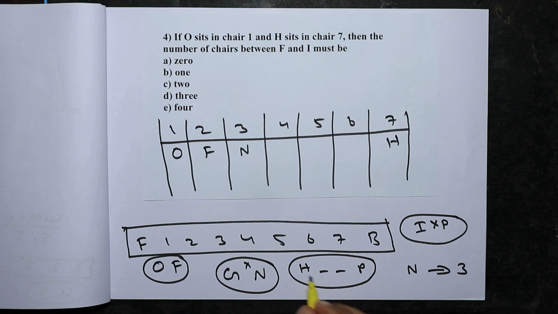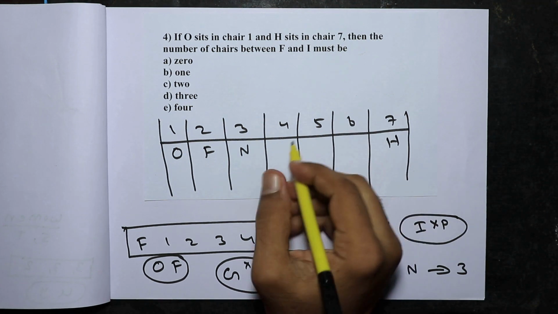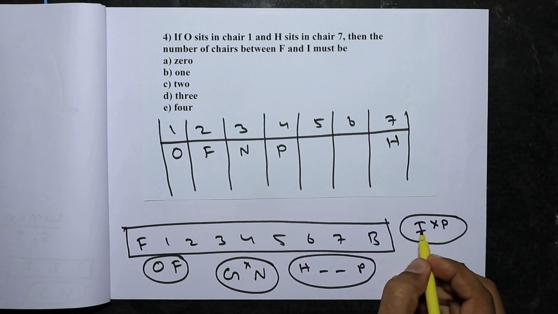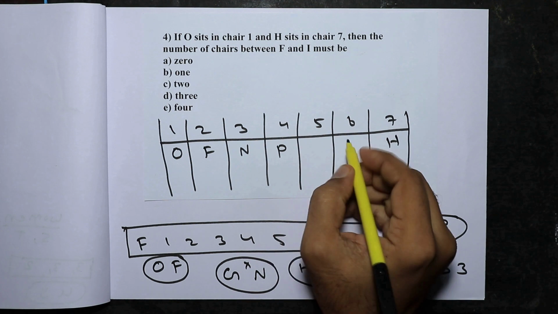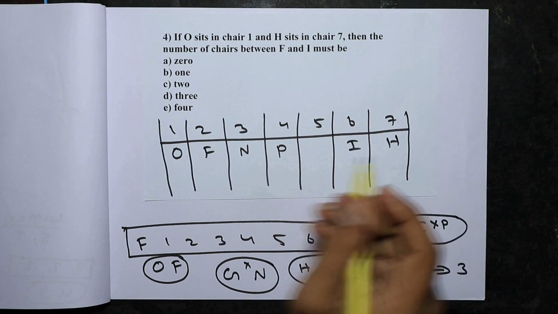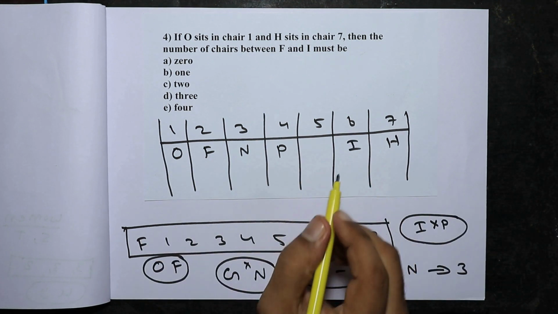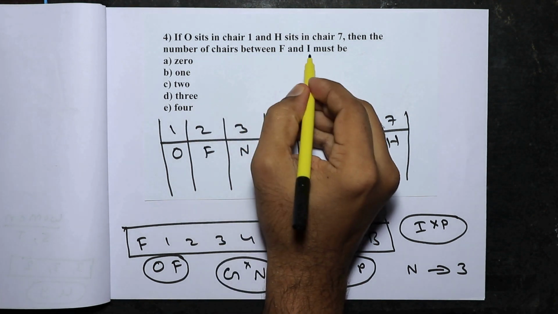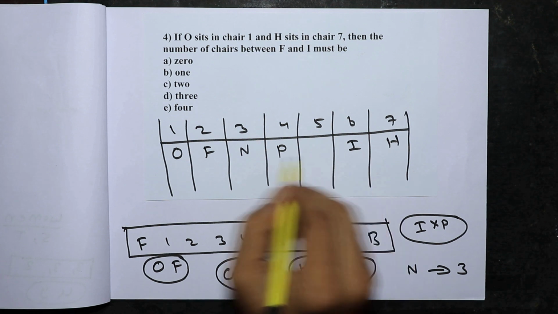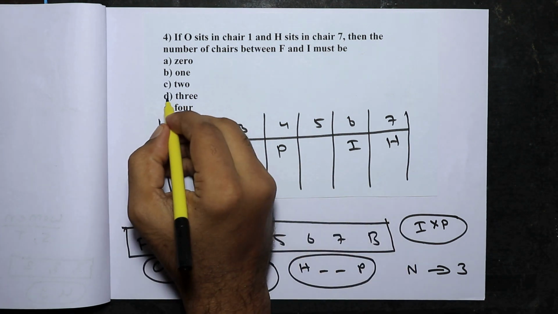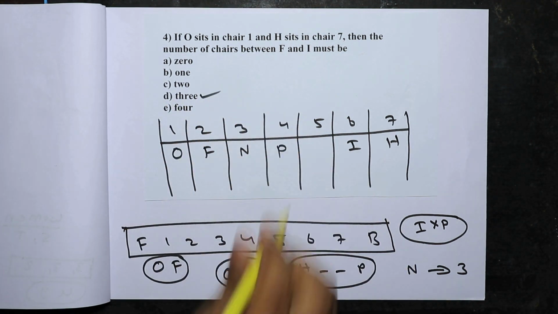Now exactly 2 chairs in between H and P. So 2 chairs left here, and this has to be P. I and P, they cannot be in adjacent chairs. So I cannot be here, so I has to be here. Now we have got the full arrangement. Now number of chairs between F and I. F is here, I is here, and there are 3 chairs in between F and I. So correct answer is option D, 3.